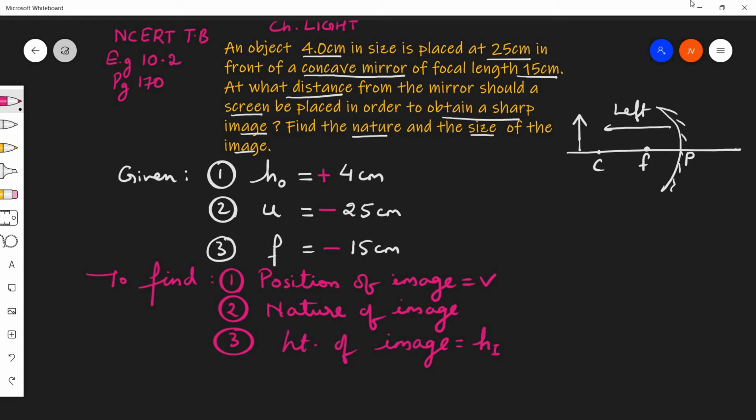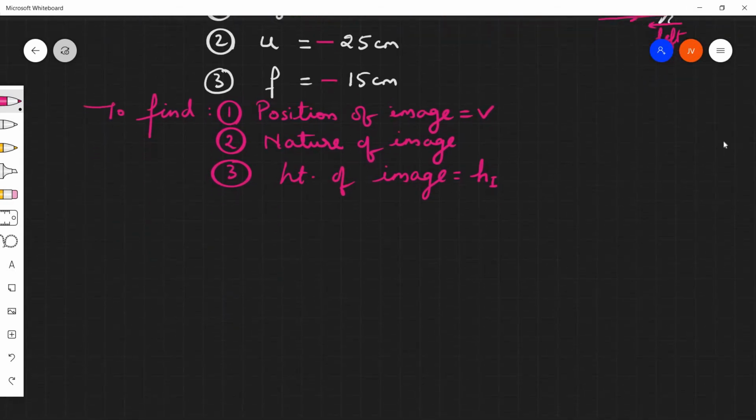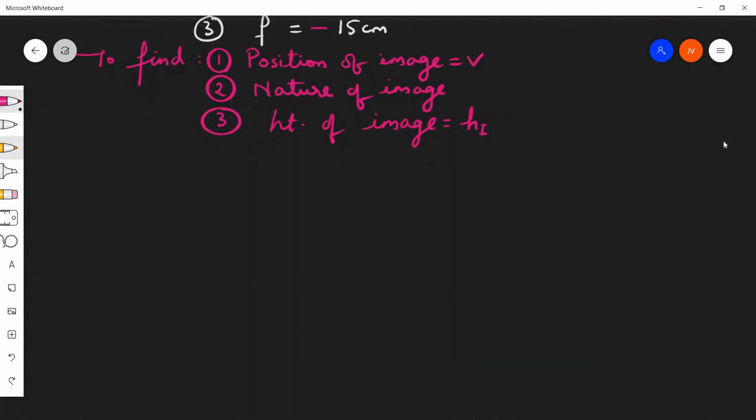Why? Because you can see the ray diagram here. If a parallel beam of light rays are incident on this mirror, these parallel beam of light rays after reflection will converge or pass through principal focus. And where is principal focus? Principal focus is to the left of the mirror or left of a pole. So with this information, we have to calculate position of image. So we will apply mirror formula for the calculation.